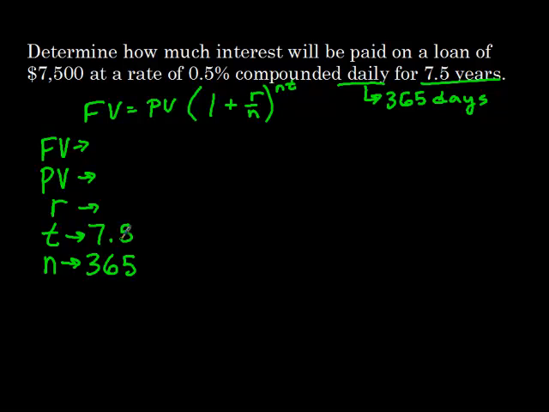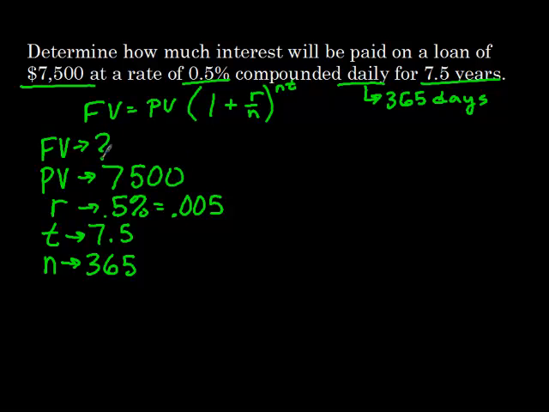Lowercase r represents our interest rate, which is 0.5%. 0.5% as a decimal just happens to be 0.005. It's a low interest rate, but it's about common for right now. So we'll leave that as it is. PV, I said, was our principal, which is how much we borrow. We borrowed $7,500. If we know 4 things, we can find the last one, which is what we need to find. We need to find out how much interest we applied.